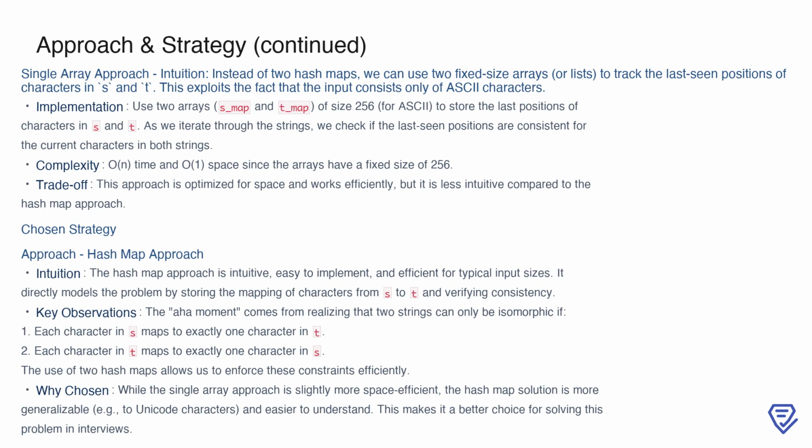An alternative to using hash maps is the single array approach, which optimizes space usage. Instead of two hash maps, we use two fixed-size arrays to track the last seen positions of characters in S and T.